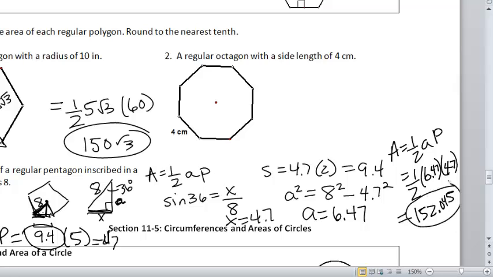And that is it. So for homework, I want you to do section 11.4 and just do problems 11 through 21.